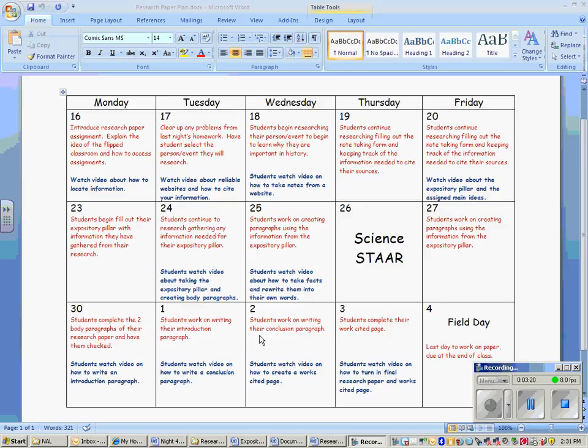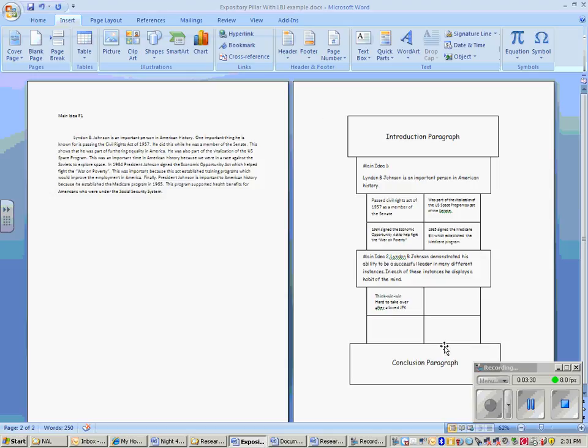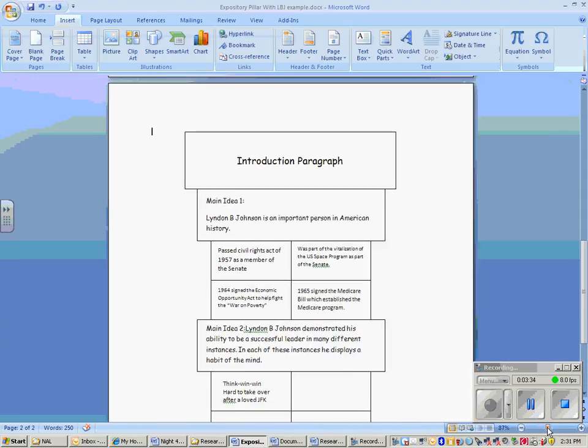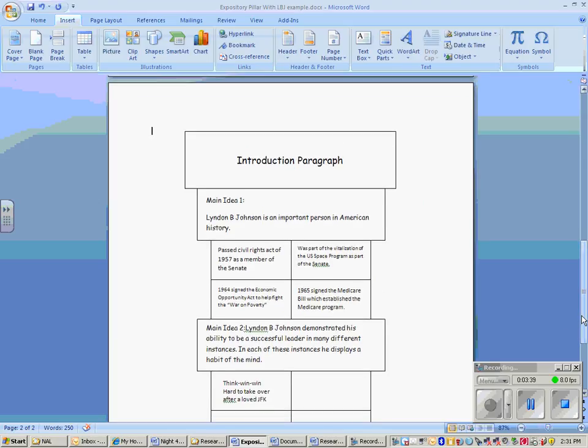Okay, now for tonight's homework. I'm going to show you how you're going to take the information on your expository pillar and how we're going to turn that into a paragraph. So the first thing I want us to do is look at my expository pillar. This is the pillar that Ms. Nettle started last week when she was doing her example of details and main ideas.